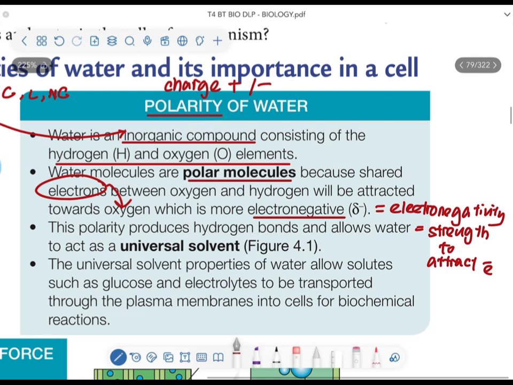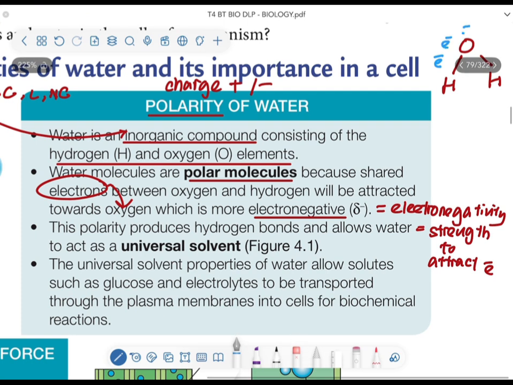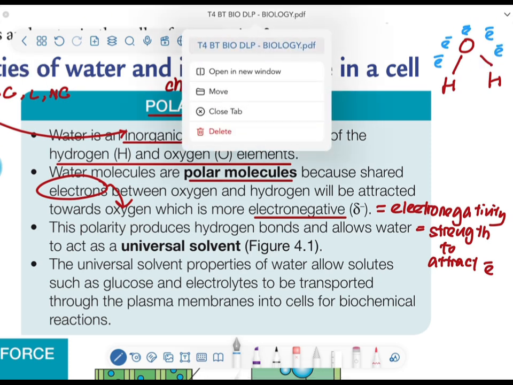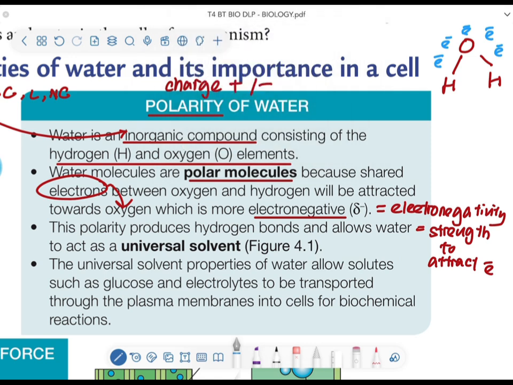Meaning that when this is oxygen and then hydrogen, this is the water molecule, and then most of the electrons, let's use blue color to illustrate the electrons, most of the electrons will be pulled to the oxygen atom. So that's why we say it is polarized, because polarity refers to the charge. More electrons will be attracted to the oxygen atom.